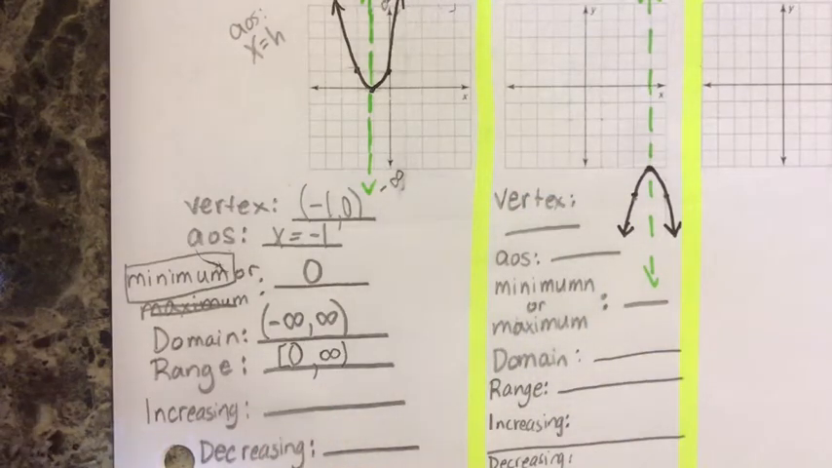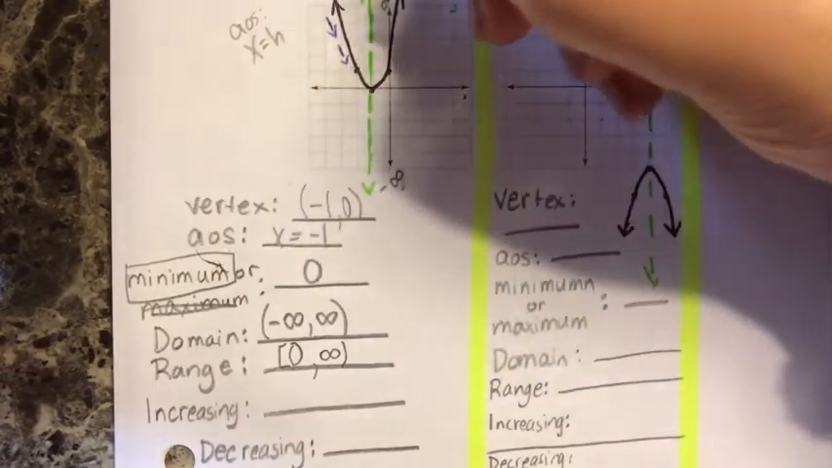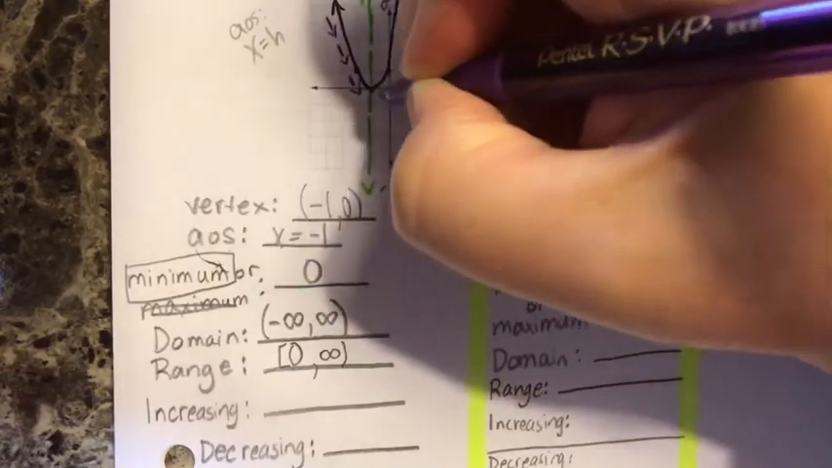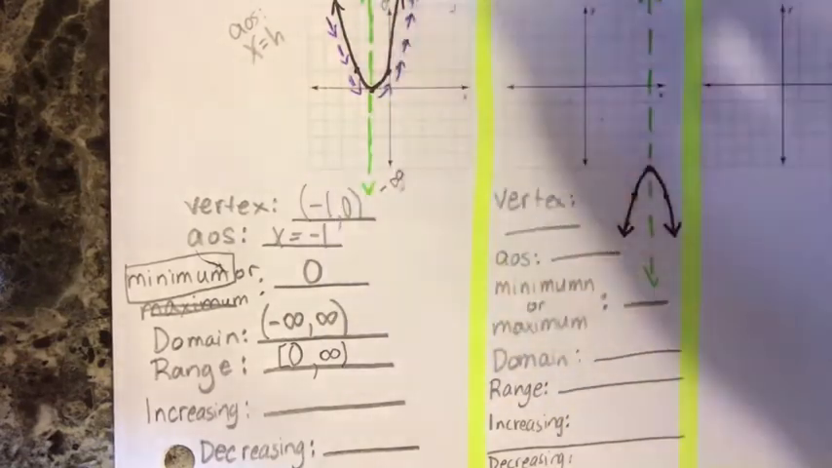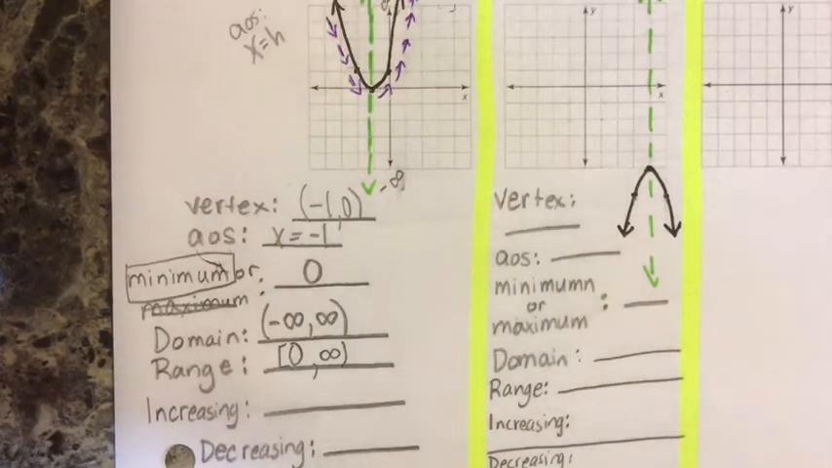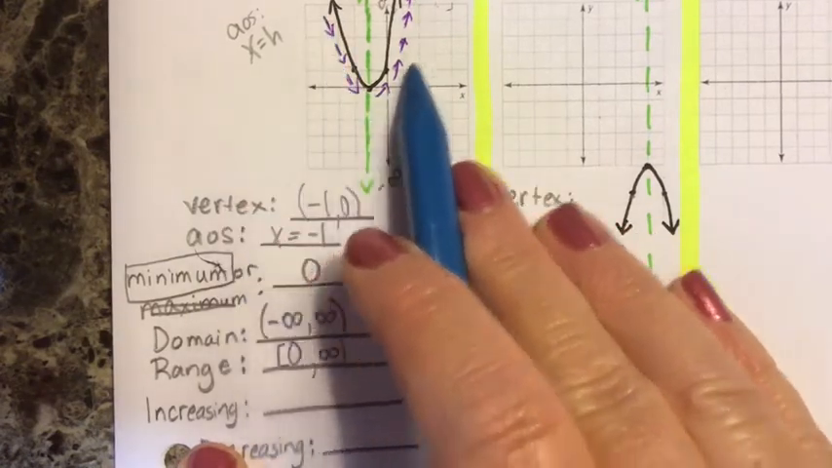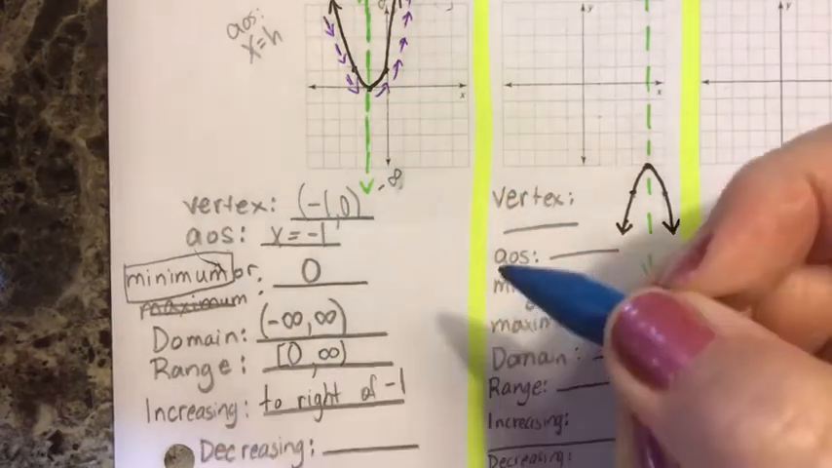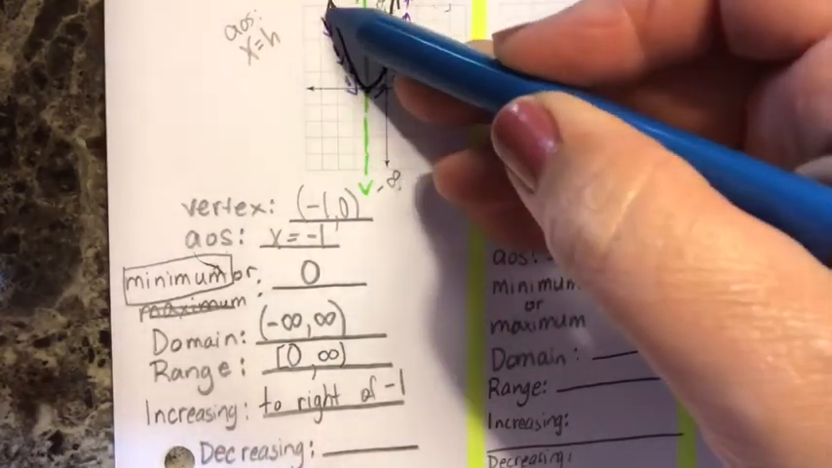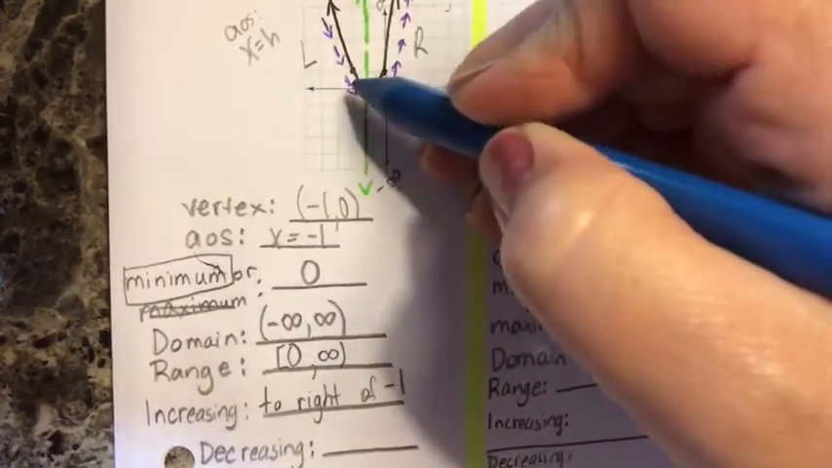Increasing and decreasing deals with the direction that the graph is going from left to right. I like to draw arrows to demonstrate increasing and decreasing. And you're talking about in relation to the x-coordinate of your vertex. Where is my graph increasing? It's coming down, going up. So it's increasing to the right of -1. Where's the graph decreasing? It's going down here. So it's decreasing to the left of -1.